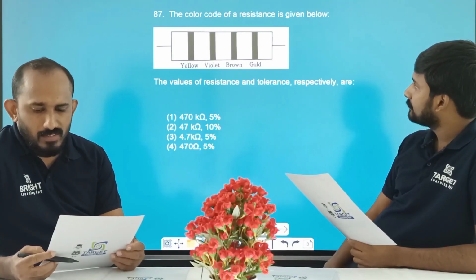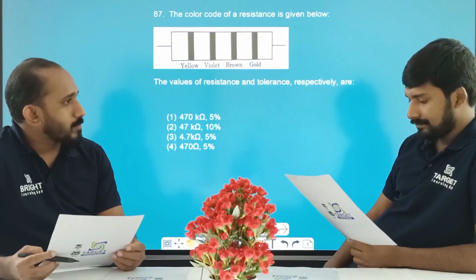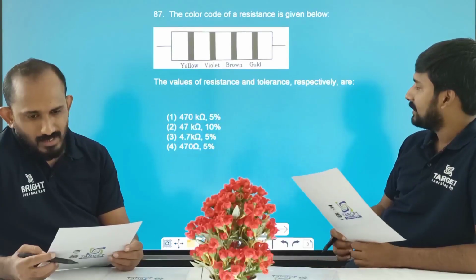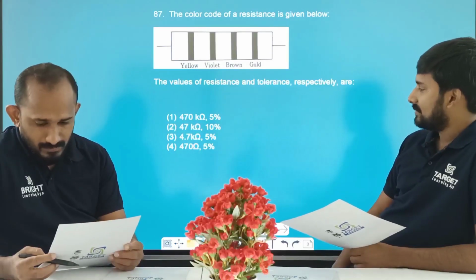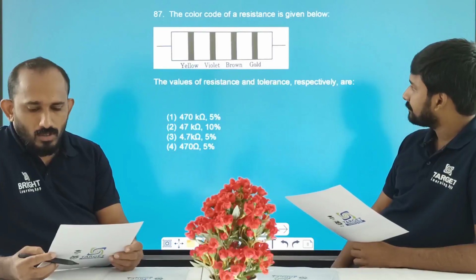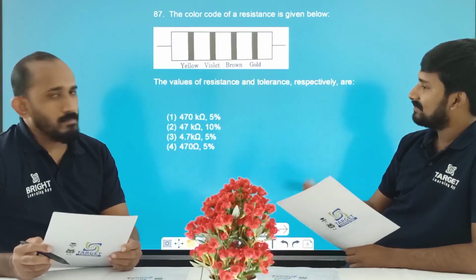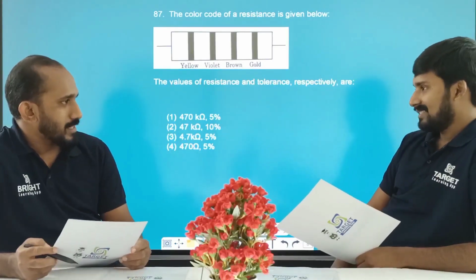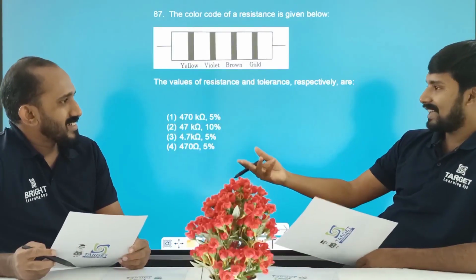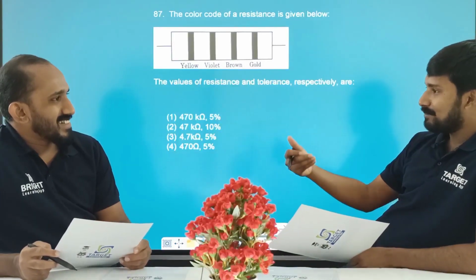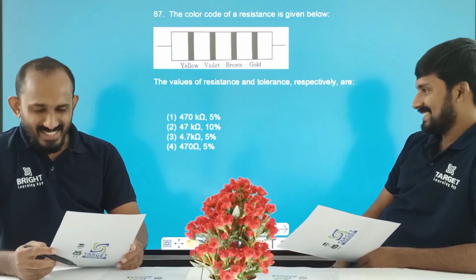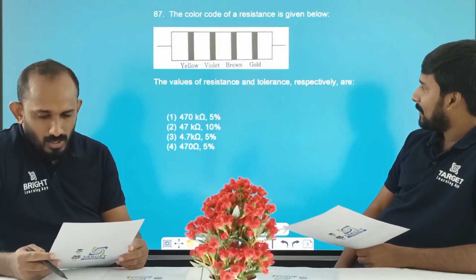Question 87 is about the color code of resistance given below. From characteristic again, it's a very simple question. 5 questions came from characteristic. Yellow, violet, brown, gold is there. You know the famous color code: B.B. Roy of Great Britain has a very good wife, black, brown, red, and so on, with gold, silver.